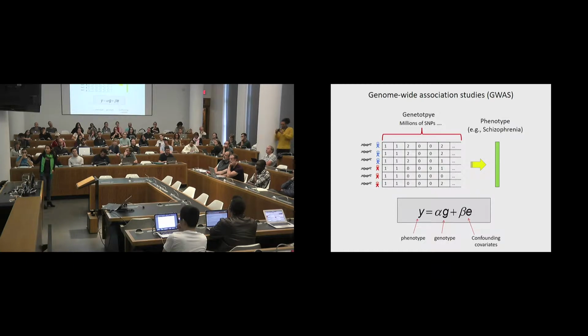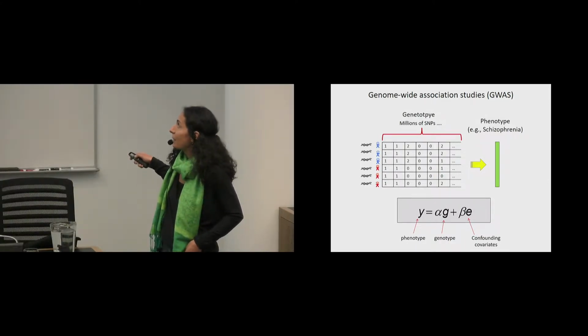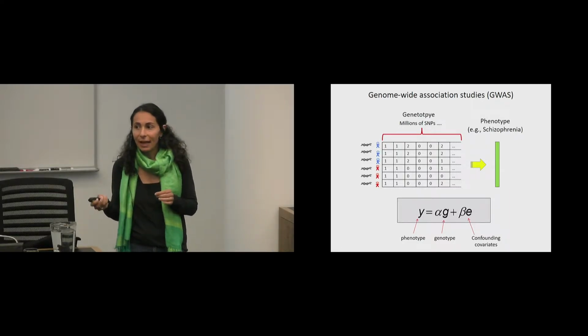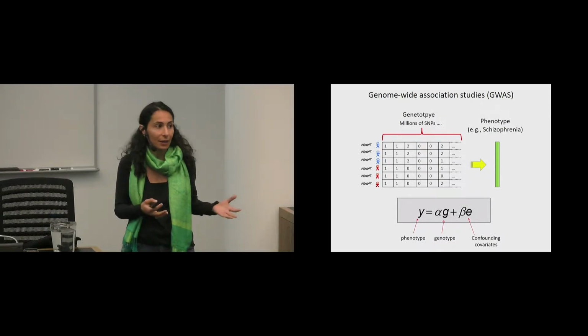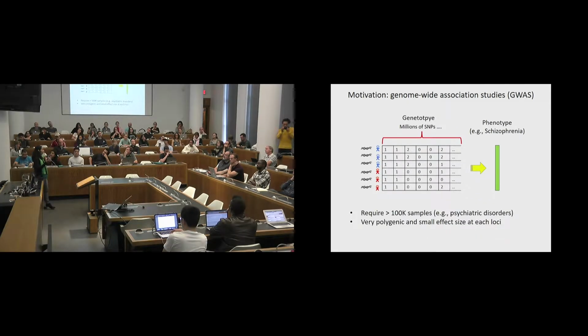So the standard thing that people do is use a linear regression model or logistic regression model, depending on your outcome, to ask, is my phenotype associated with each individual SNP? So through this exercise, for a given disease, you can identify a list of SNPs that are associated with that disease.